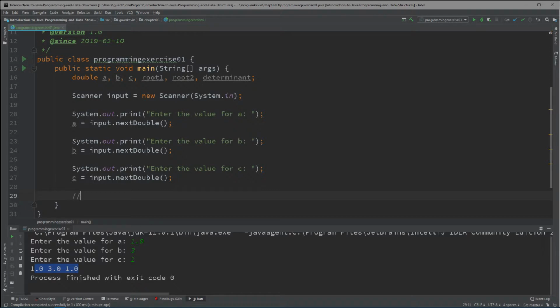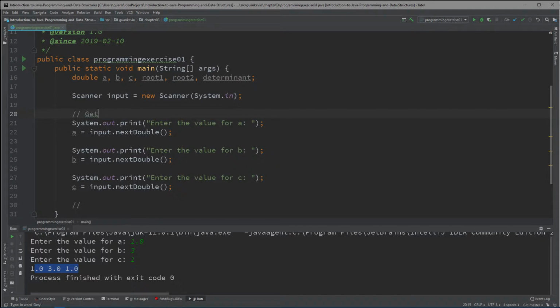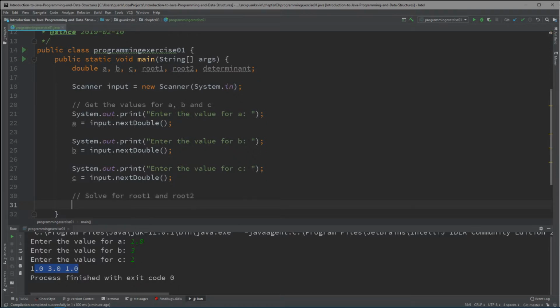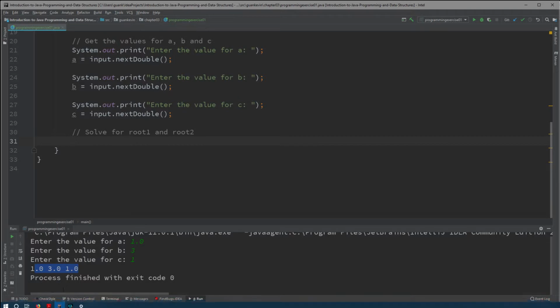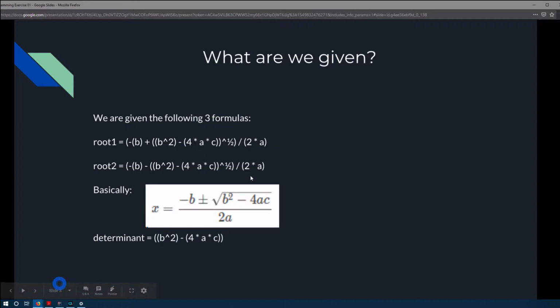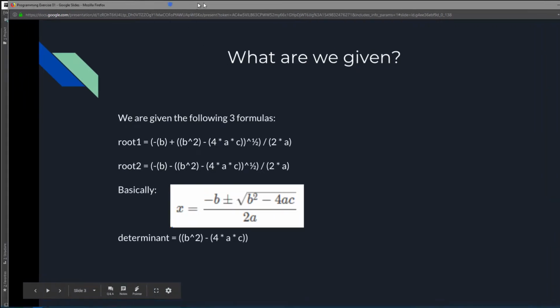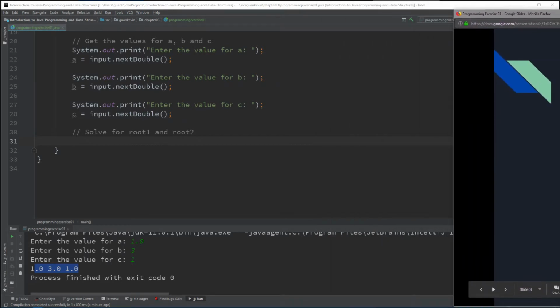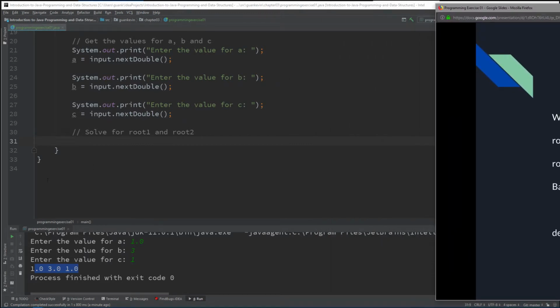Now next, I should actually comment this right here. Get the values for A, B, and C. And next part is to solve for root 1 and root 2. Okay, so the easier way for me to do this is just look at it, all right? Because I don't remember the formula by heart, so I would have to look at this. Let me instead, I'll just drag it right here so I could, I'll just have to drag it to the side. Okay, there we go, that's fine enough.